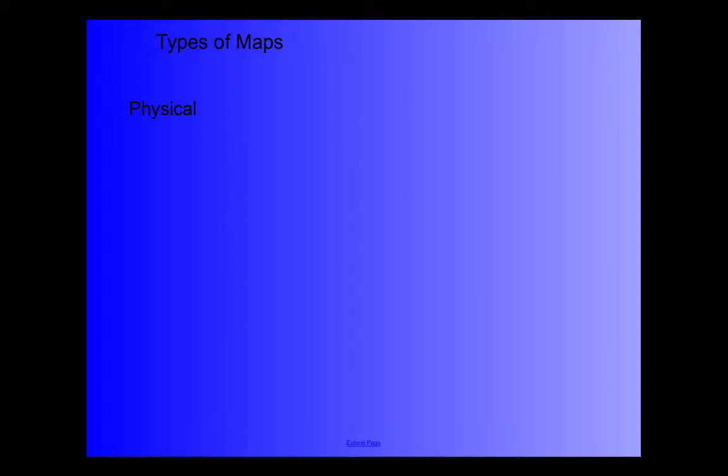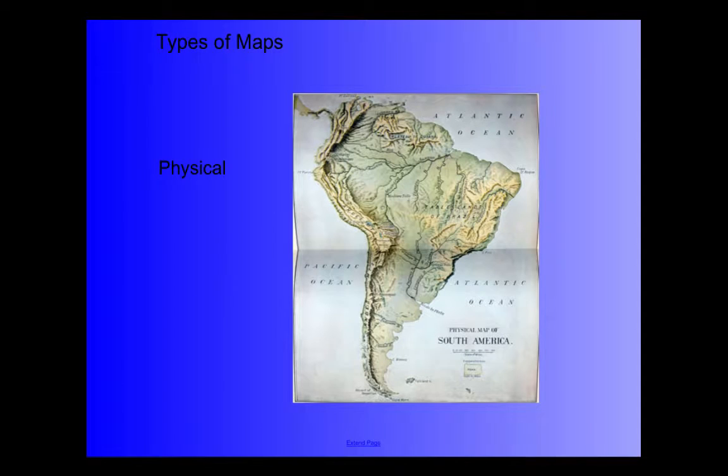One of the first that we're going to look at is a physical map. Now, a physical map is something that looks a little bit like this, and you can see here is an example of an old physical map of South America, and it shows the natural features. You can see the rivers, you can see the mountains on the left-hand side of the continent.